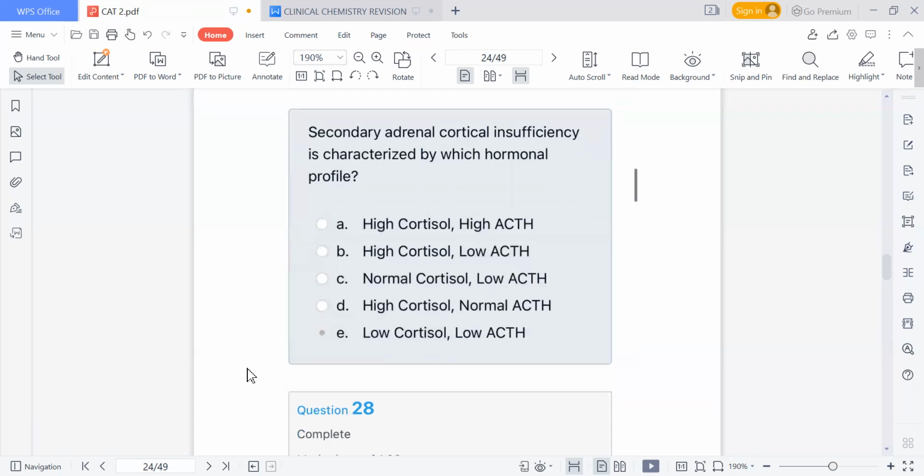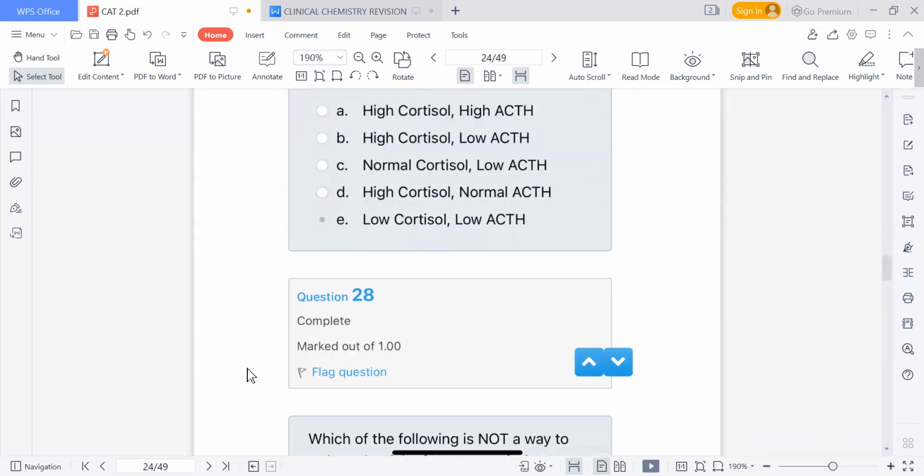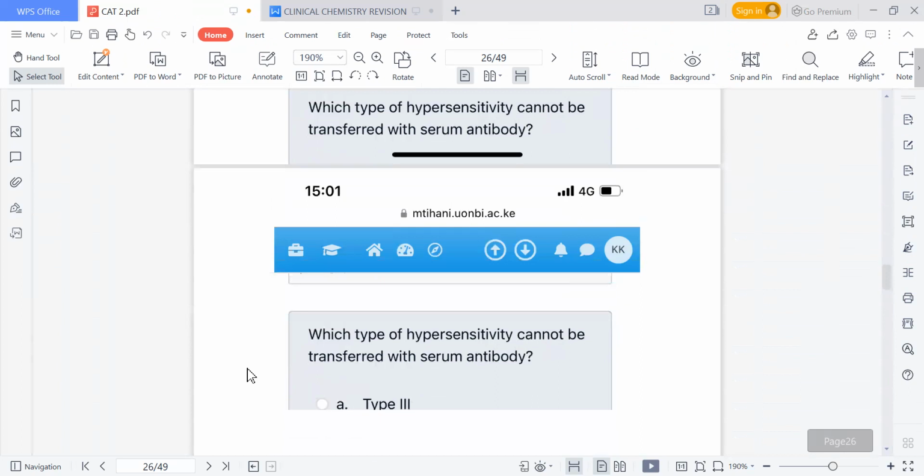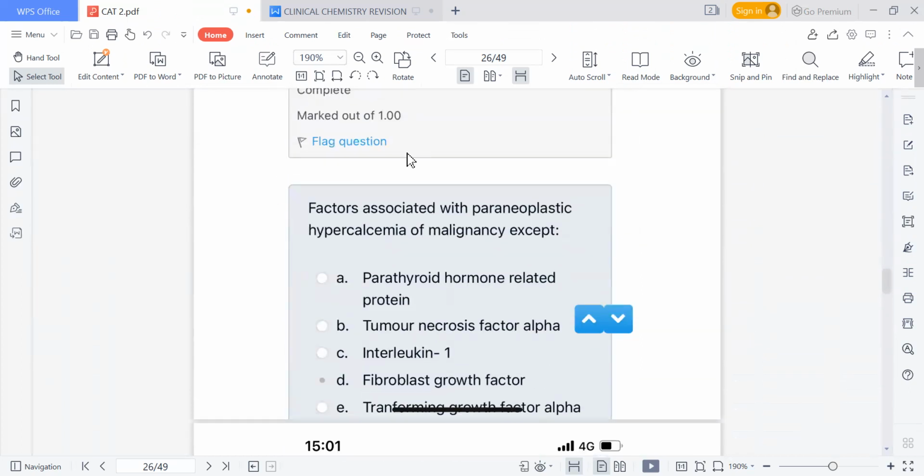I should also add that the primary adrenal cortical insufficiency is caused by the adrenal gland, and there'll be low cortisol, but normal ACTH. And the tertiary adrenal cortical insufficiency happens at the level of the hypothalamus. Tertiary is at the level of the hypothalamus. Okay, so for the primary insufficiency, it happens at the adrenal gland. Hold on, let me share another tab.